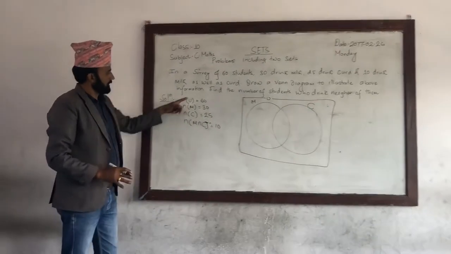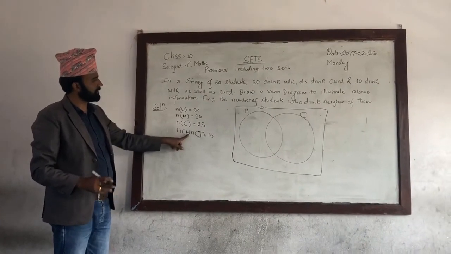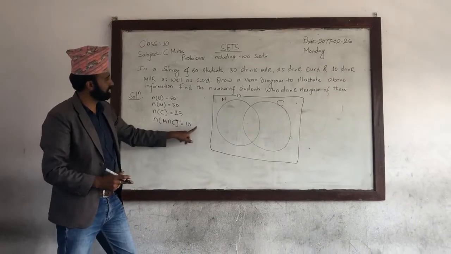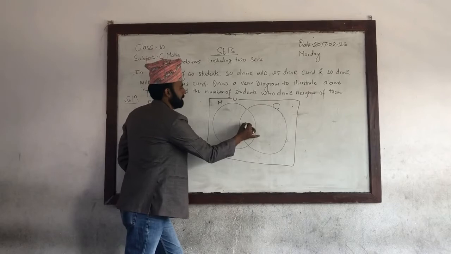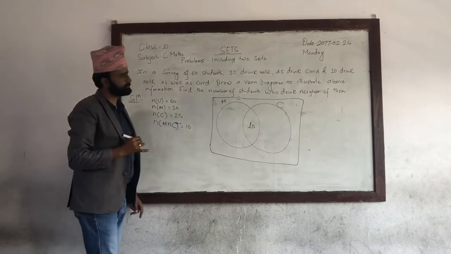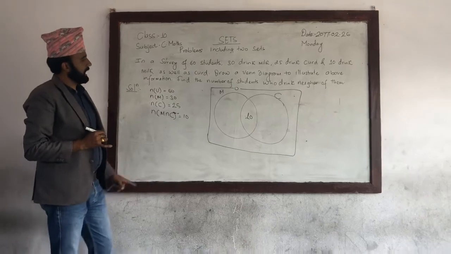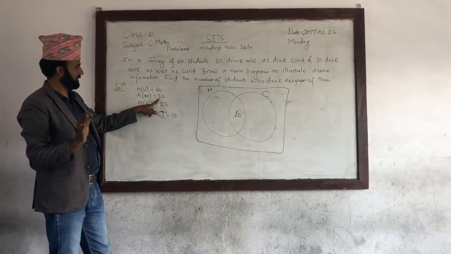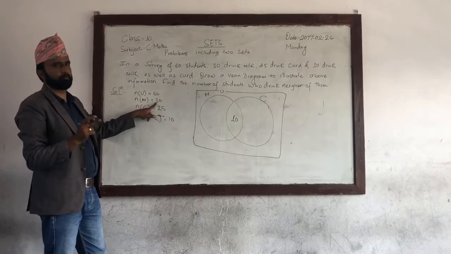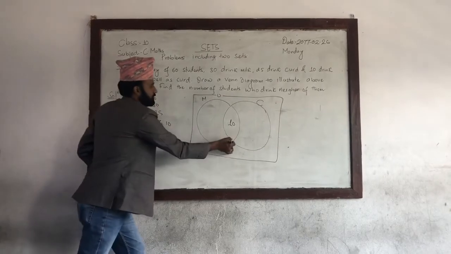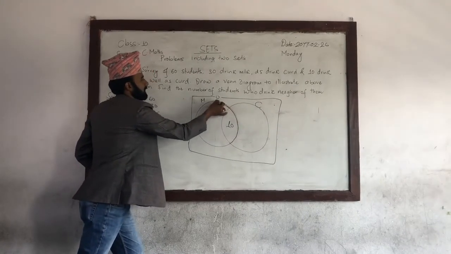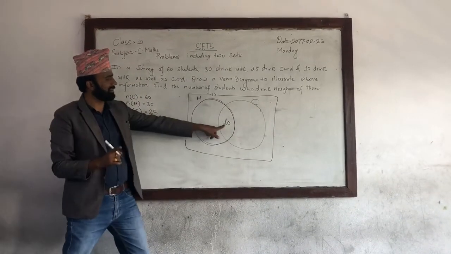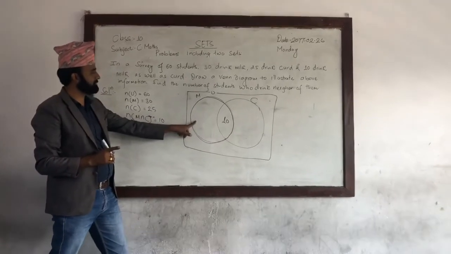Now, using this information, the students who like both is 10. So we write here 10. And how many students like to drink milk? 10. Oh, sorry. 30 students like to drink milk. Okay, the total number of students in this circle is 30. 10 are already there. So how many left for only milk?